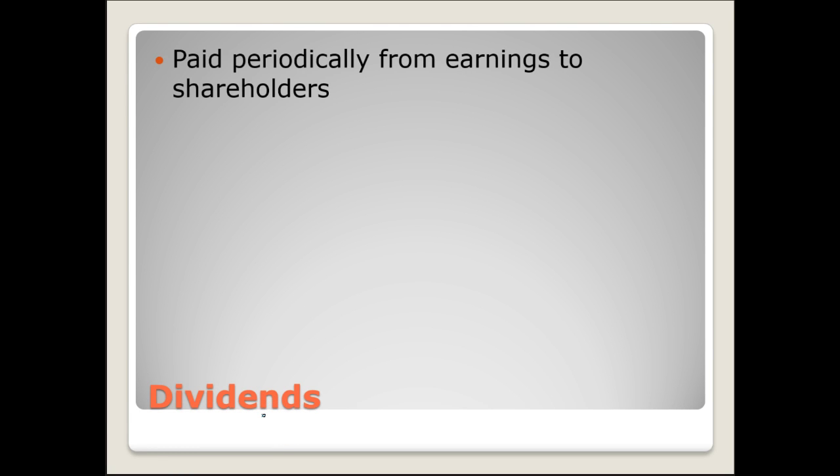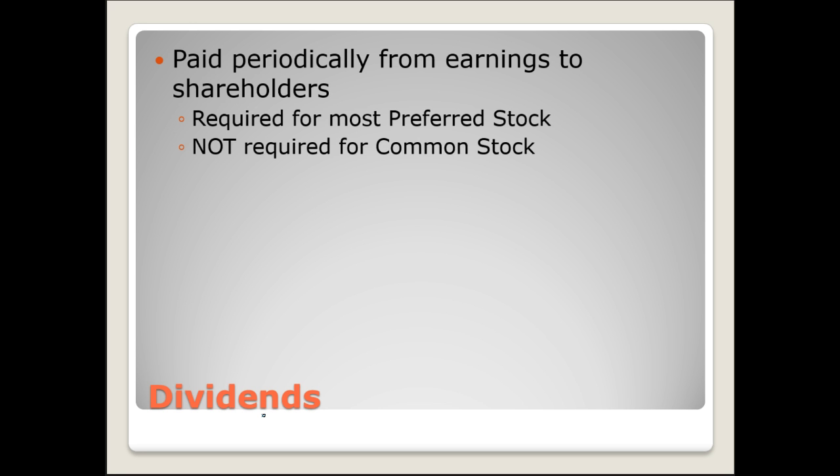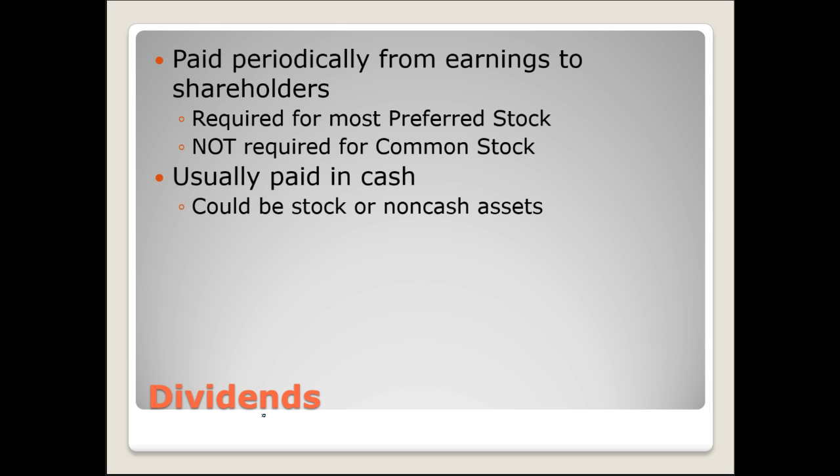Now remember, dividends are an opportunity for a company to pay cash to its shareholders from its earnings. It is required to pay dividends for almost all classes of preferred stock, but it is not required for common stock. Now, most dividends are paid in cash, as I just said. However, a company can issue more shares of stock or other non-cash assets to its shareholders and call them dividends.